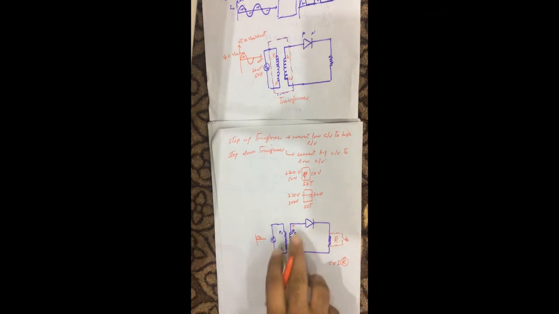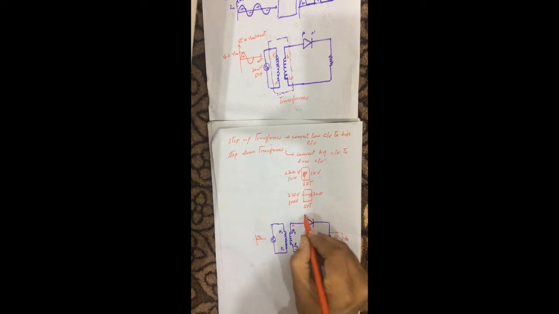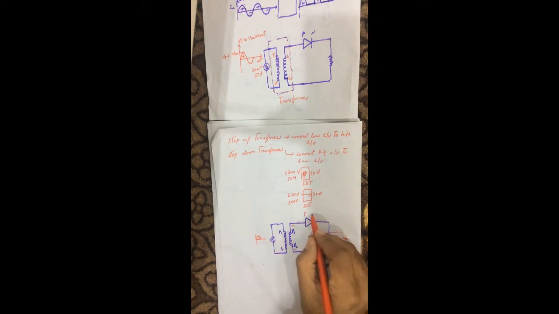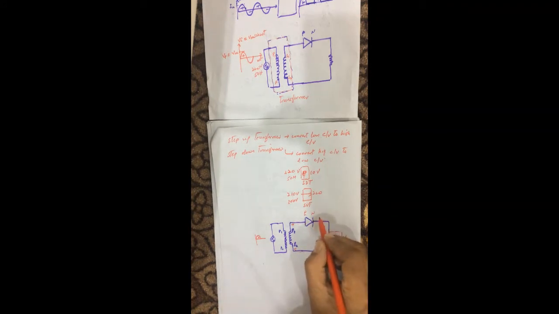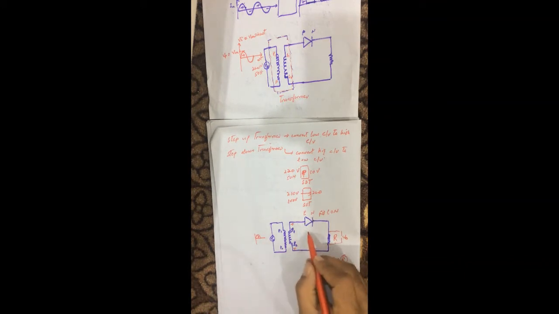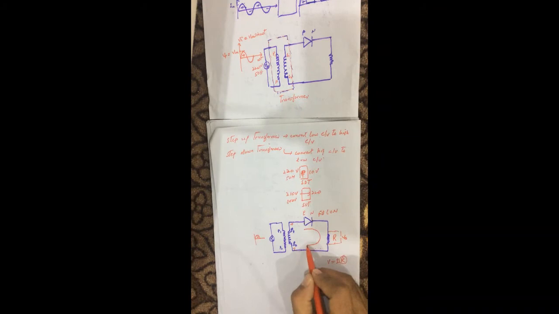Now this side becomes positive and this side becomes negative. So this is the P region of the diode and this is the N region. It means the P region of the diode is connected to the positive terminal and the N region is connected to the negative terminal. So this diode is in forward bias mode. It's on. So current will flow through this diode, and the direction of current is from positive to negative. So the current flows in this way.